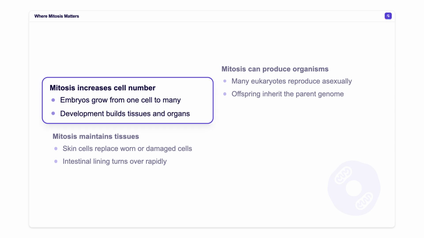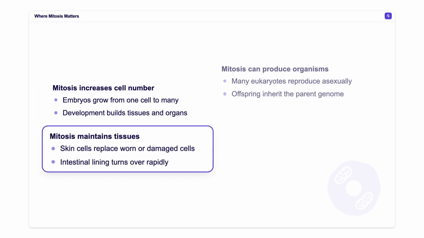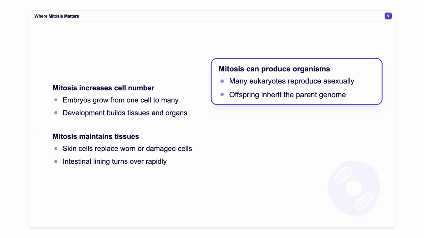First, mitosis supports growth by increasing cell number. An embryo starts as one cell, and repeated rounds of mitosis help build the tissues and organs of a developing body. Mitosis also maintains tissues. Your skin constantly replaces worn or damaged cells, and the intestinal lining turns over rapidly because those cells face a lot of friction and chemical stress. In many eukaryotes, mitosis can even produce whole organisms through asexual reproduction. Asexual means one parent is involved, and the offspring inherit that parent's genome, so they are often genetically very similar.